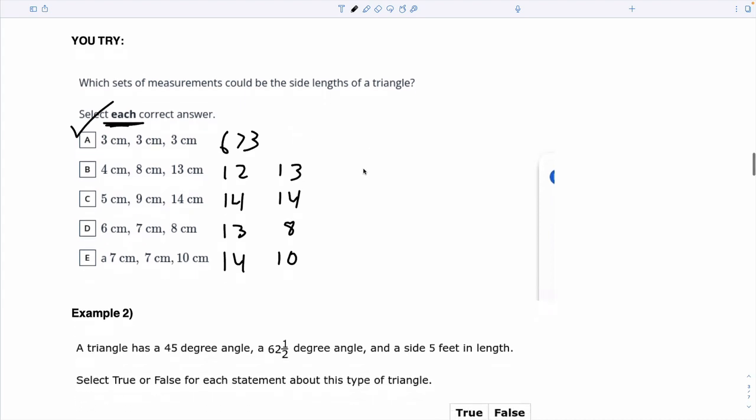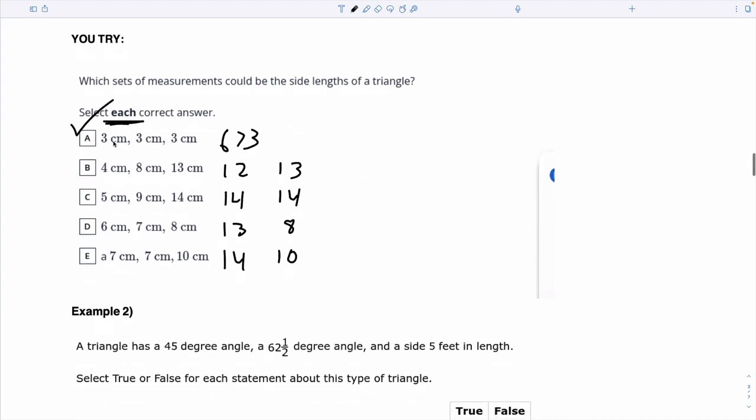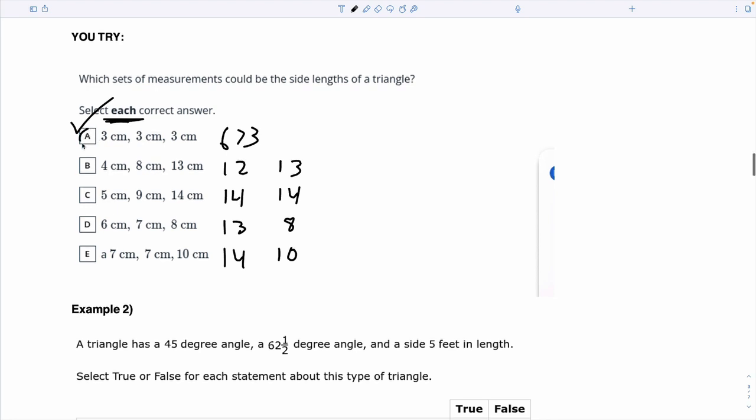Which set could be a side length? Let's vote. If you put A, thumb up. A would work. Fill it in or circle it. If you put B, thumb up. B should not work. Cross it out. 12 is not bigger than 13.